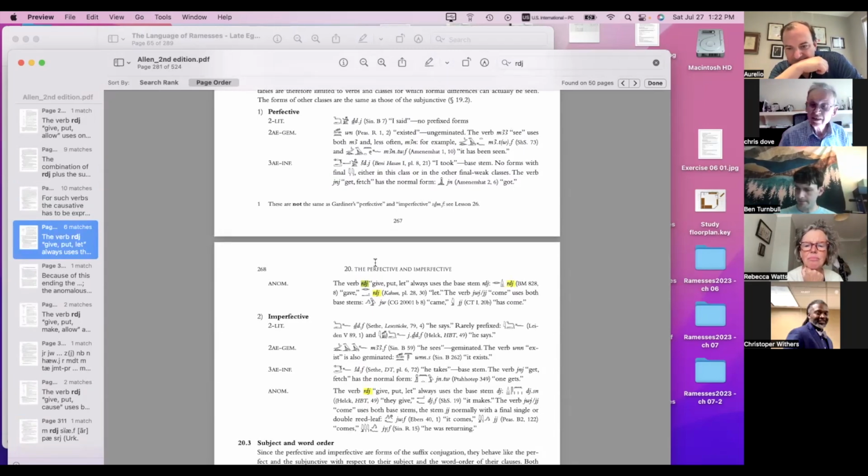Let me see here. No, nothing that I've seen in Allen gives any logic for it. Just in a couple of forms, it doesn't have the R. He pretty much just calls it an irregular verb and says it just has multiple forms. You just kind of go with it.